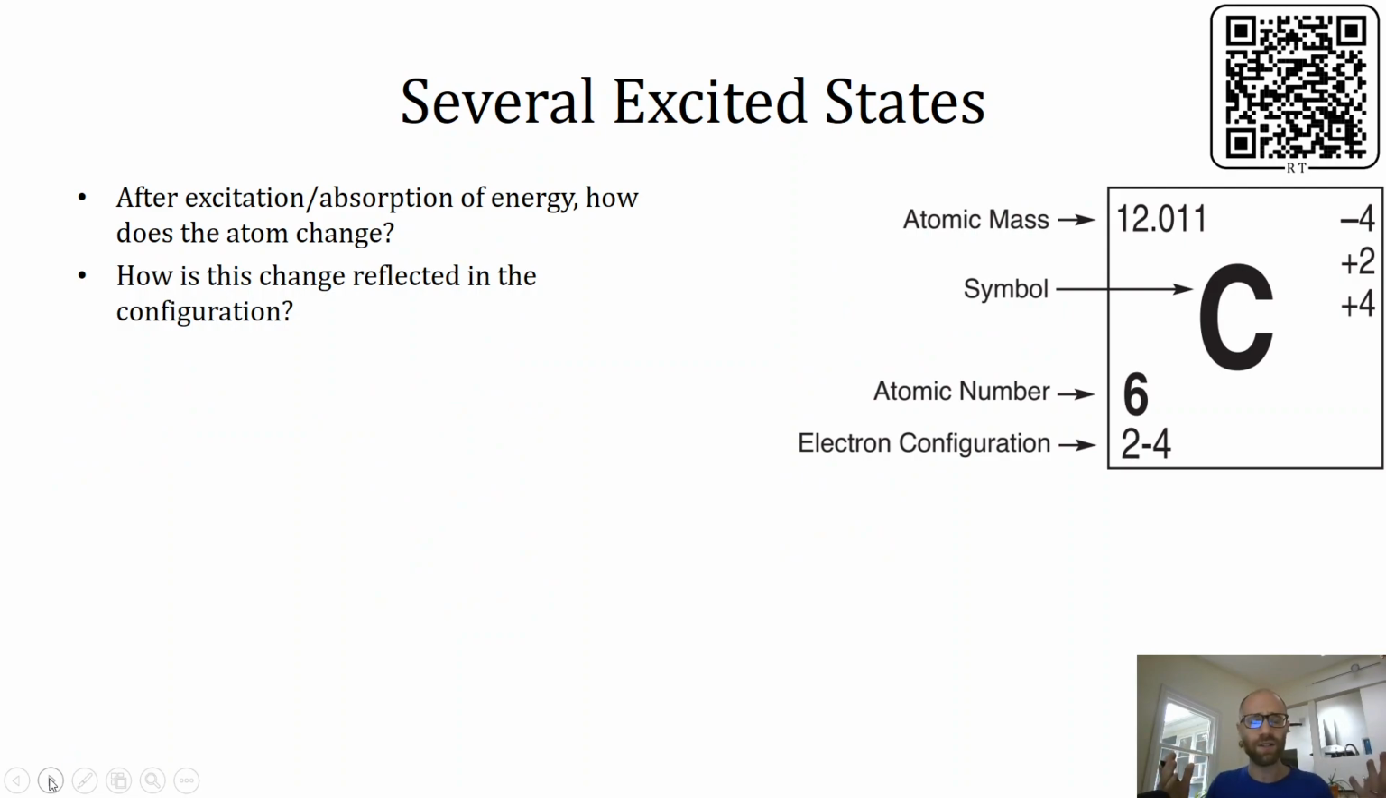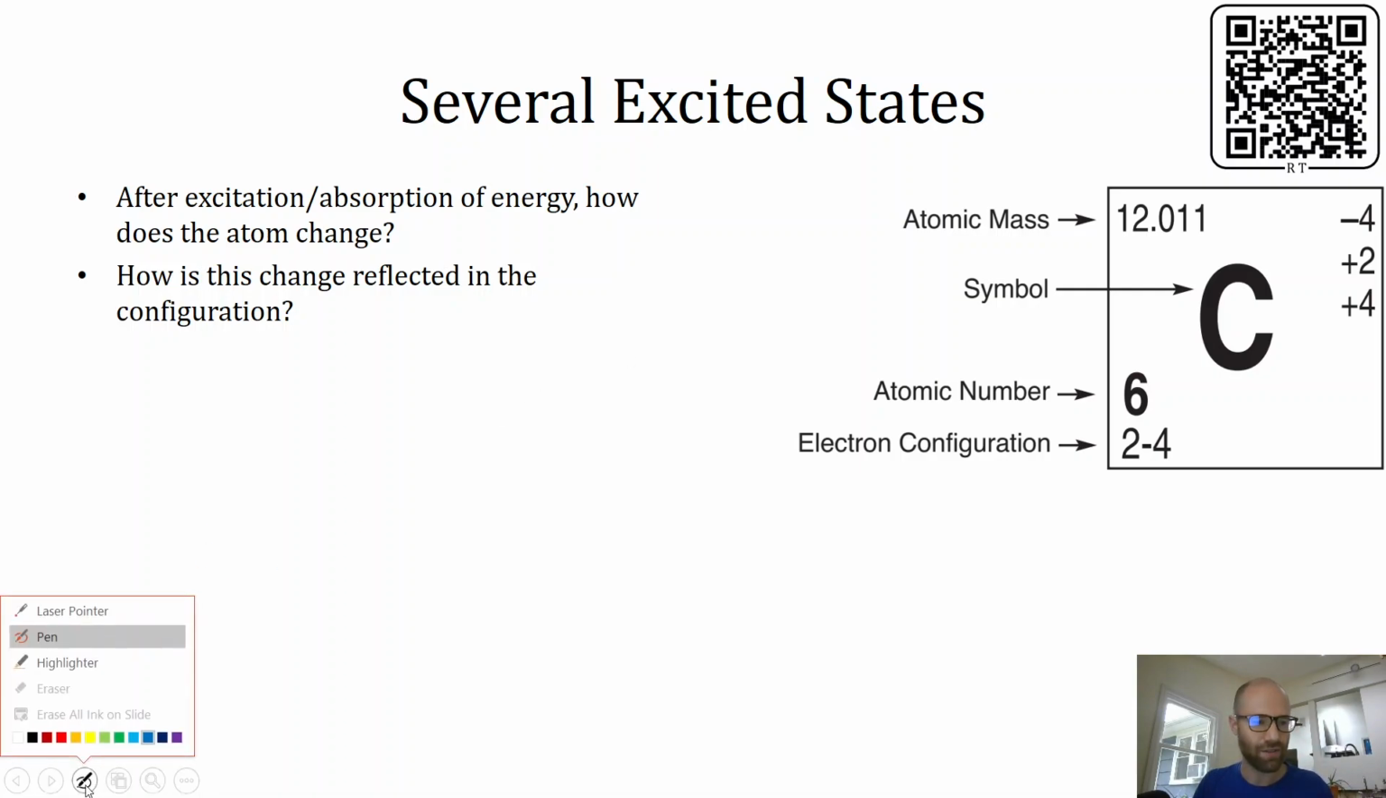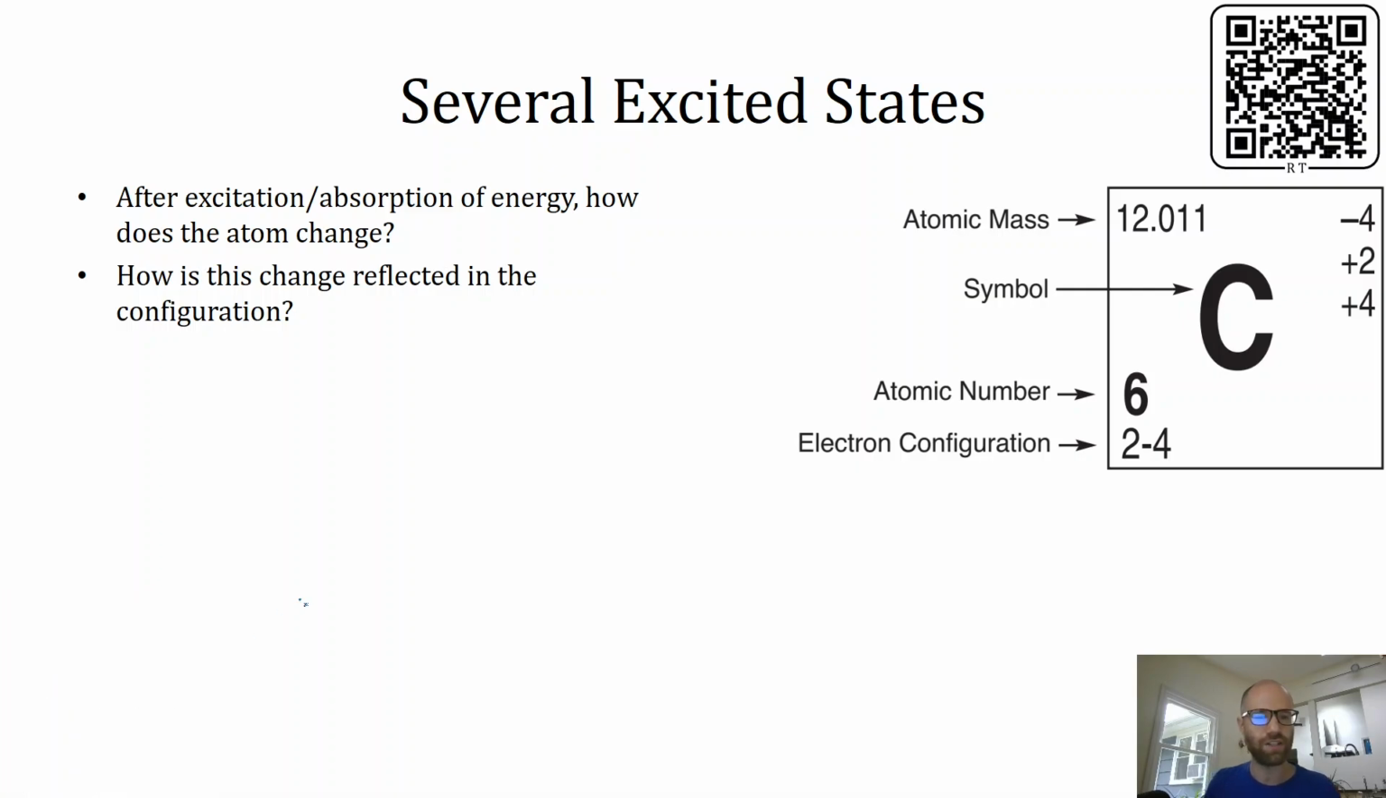So putting this all together, we can start talking about what an excited Bohr atom looks like. I should have drawn shapes, but that's fine. So if the excitation of an electron or the absorption of energy happens, electrons move up in energy levels, move to a higher energy level. We should reflect that in this electron configuration.